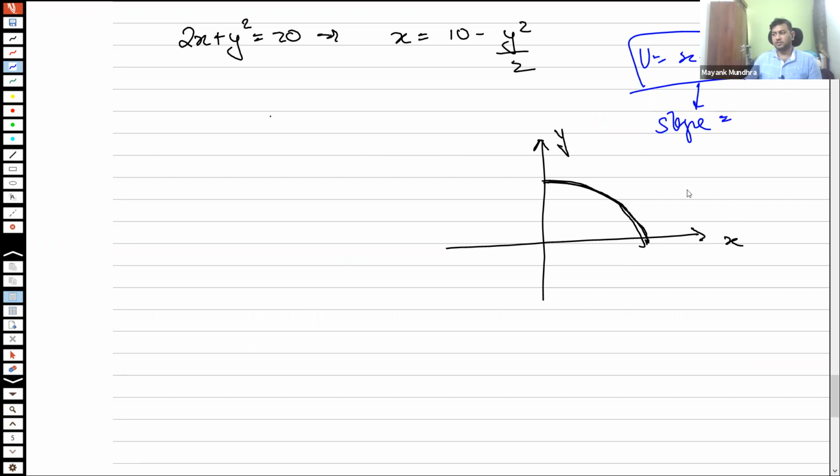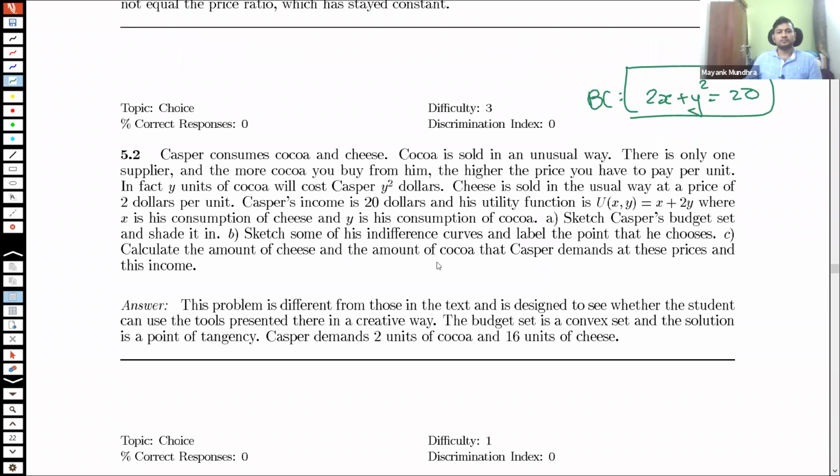Yes, Yuakshi, what is going to be the slope? 1/2. 1 by 2. Very good. So you just draw some slopes 1 by 2 ICs and show this tangency point as the picked point. Calculate the amount of cheese and amount of cocoa that Casper demands at these prices and this income.